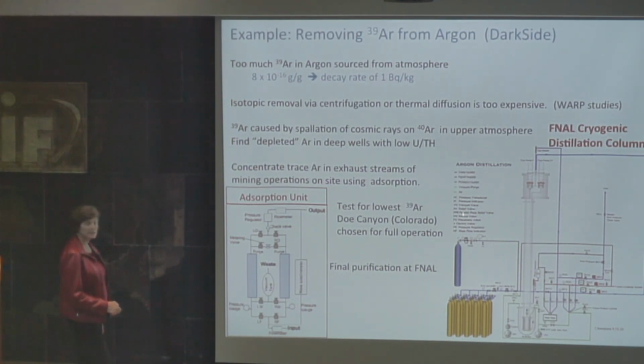And so after an exhaustive search of different wells, DarkSide chose Doe Canyon in Colorado, and they actually built an absorption unit on site, so as they brought the argon out, they would concentrate the trace argon in these exhaust streams, and then on site they would use adsorption columns here, probably zeolite or something like that. And then a distillation column was built at Fermilab to do the purification. I believe now they are no longer using the Fermilab one, they're using another one at Gran Sasso.